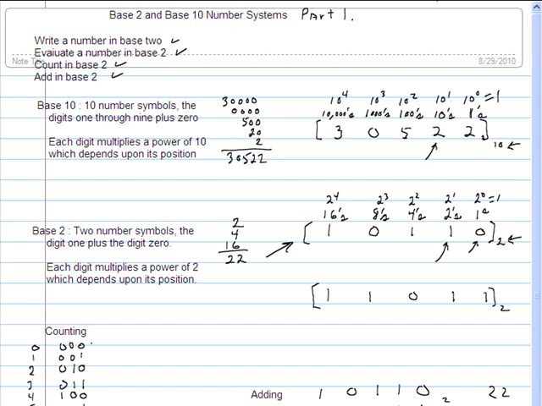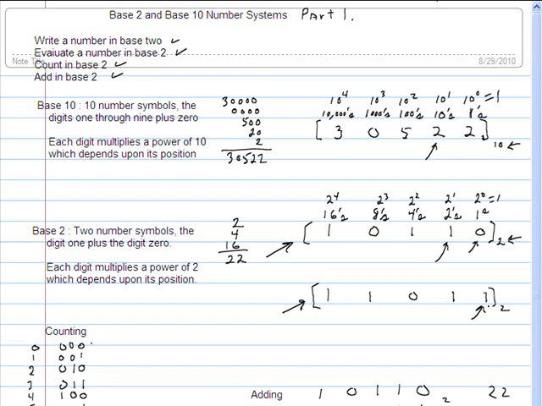Now what I'd like now is for you to hit the pause so that you can evaluate this base 2 number below. It's 11011, so write that down on your paper. When you're ready to evaluate it, just hit pause. So go ahead and hit pause now. Okay, you're back, I assume, because you've evaluated it. Let's see how you did.